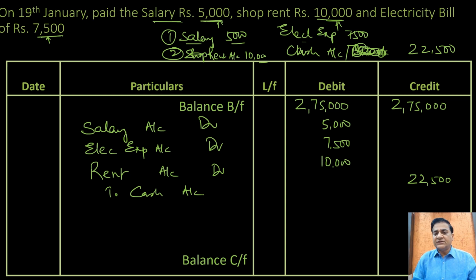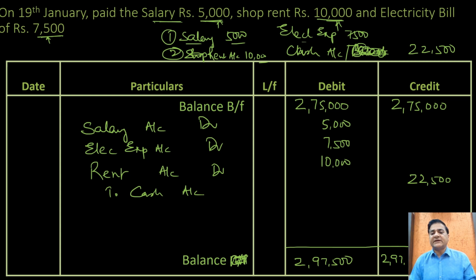Now this would be my final. Since we do not have any other transaction, this would not be balance carried forward, this would be the closing balance. And this balance would be the total of all the debits and credits here. So how much is the debit and credit here? This total comes to 22,500. So 2,75,000 plus 22,500 comes to 2,97,500. This should be the balance on the debit side and on the credit side.